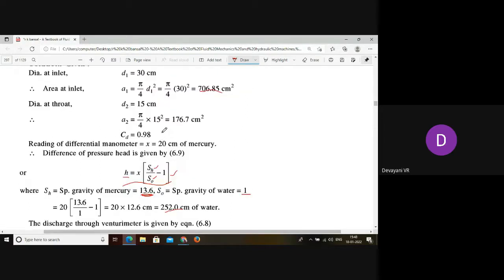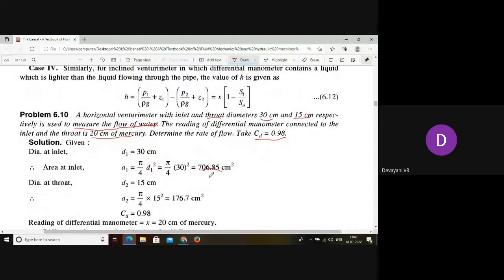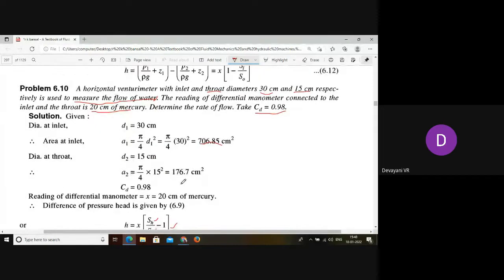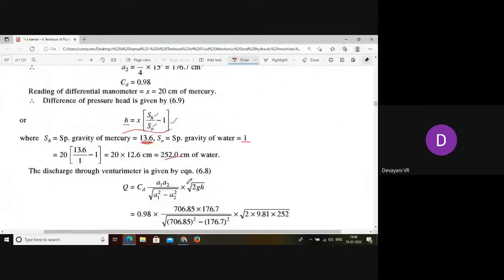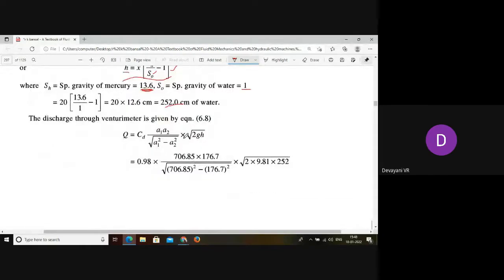0.98, and A1 we have calculated. What is A1? 706.85, and A2 is 176.7. Substituting the values in this formula, and the head also we have calculated. The head value is given as 252 centimeters of water, right? So here, did you see, G value is taken as 9.81. G is nothing but 9.81 meter per second square.